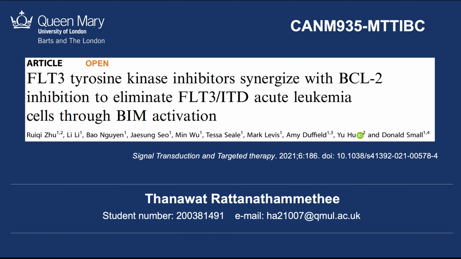Hello everybody. Today I will present the study of FLT3 tyrosine kinase inhibitors synergized with BCL-2 inhibition to eliminate FLT3-ITD acute leukemia cells through BIM activation.